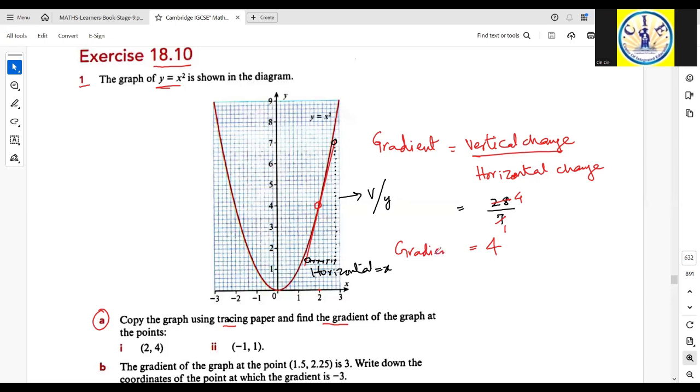Now one thing that we need to observe is that at this point the gradient is going up. The line is going up, that is, the tangent is going up. So that's why the gradient is a positive value, positive 4. Now in the second part, we need to draw the gradient at (-1, 1). So first of all we will jot down that point, -1 here and 1 here. So this is the point, and now we need to draw the tangent at this point.